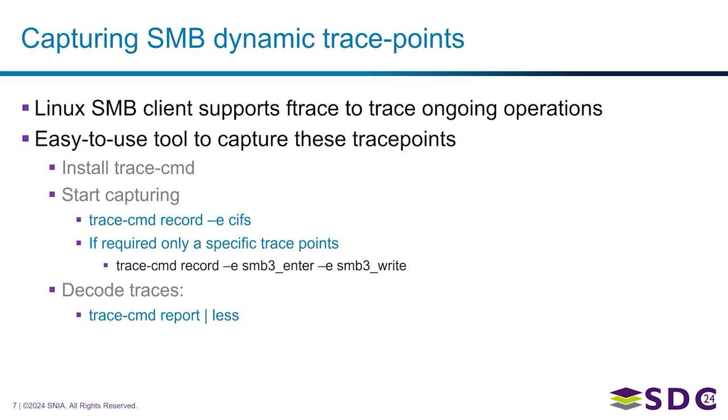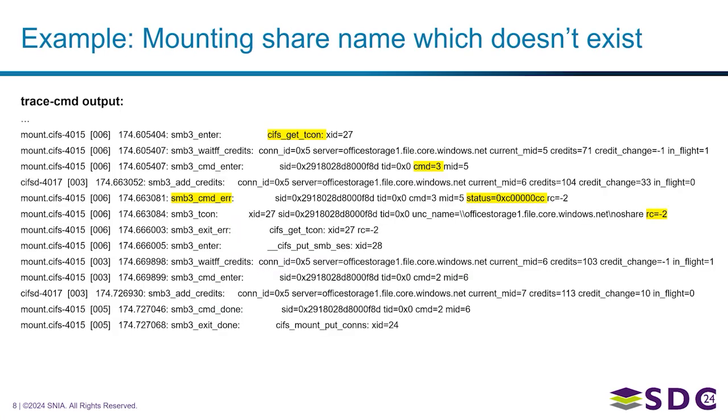Once you collect the logs, you can do a Control-C to stop the capturing. After that, you can do a trace-cmd report, which decodes the collected trace points and generates a report. This is an example of that.